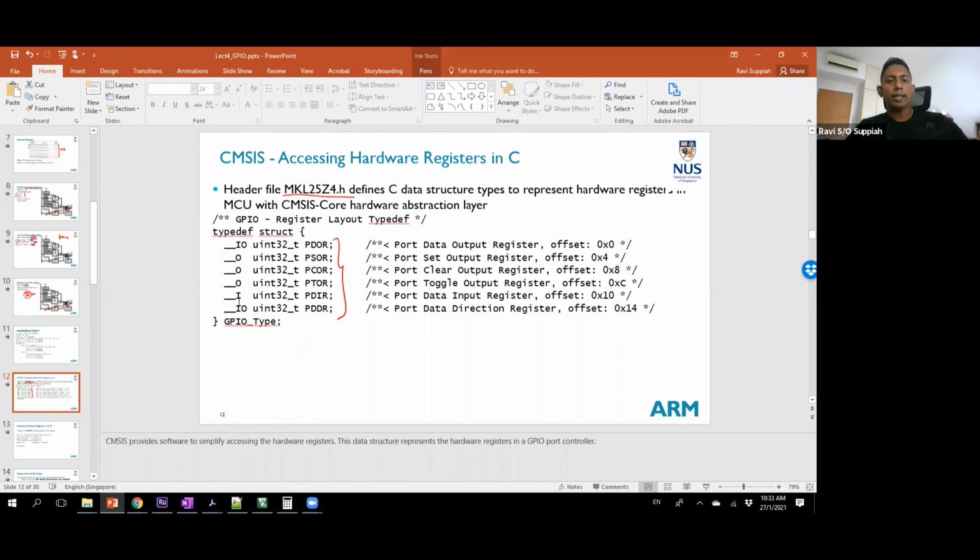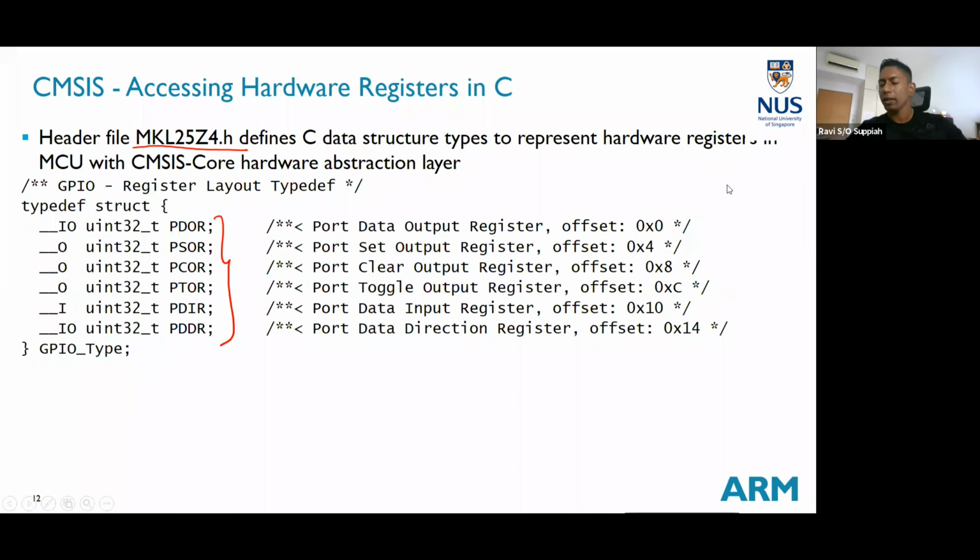Now, if you look at the addressing that we saw just now, for each GPIO type, how many registers do I need? I need a total of 6 registers, and each register is 4 bytes. So the PDOR register is 4 bytes. That's why we use the unsigned integer 32 type to declare the registers over here.